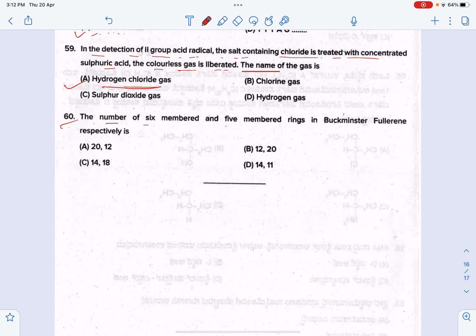Question number 60. The number of 6-membered and 5-membered rings in Buckminsterfullerene, which is known as C60, respectively is, the correct option is A. It has 20 and 12.